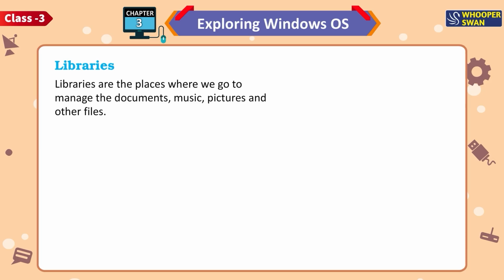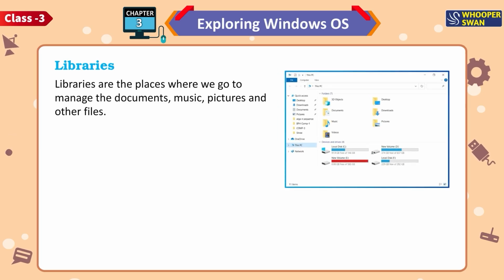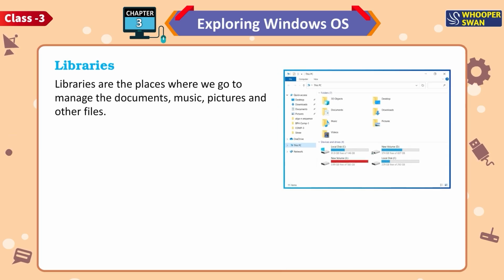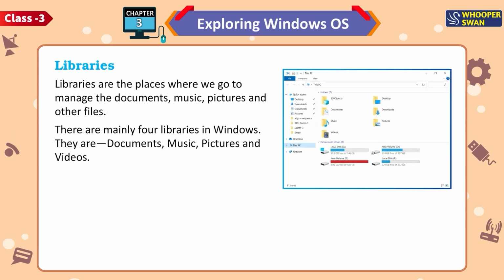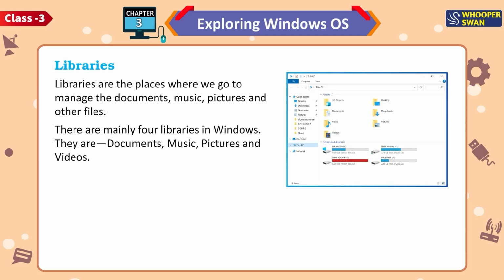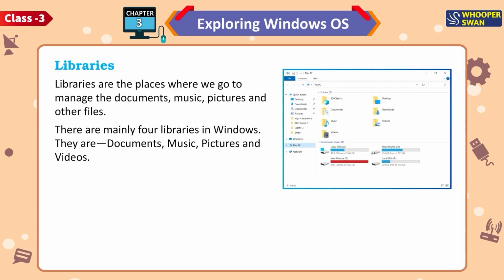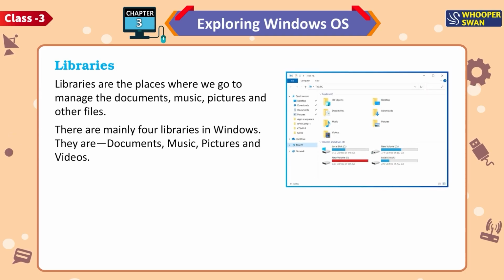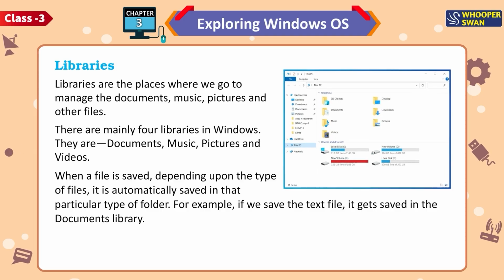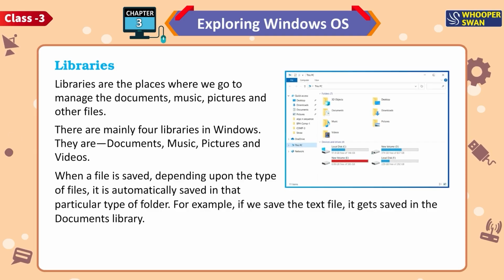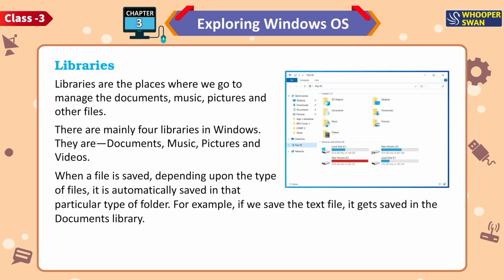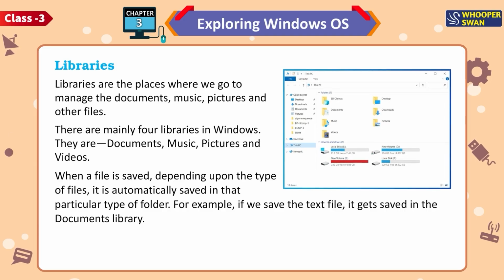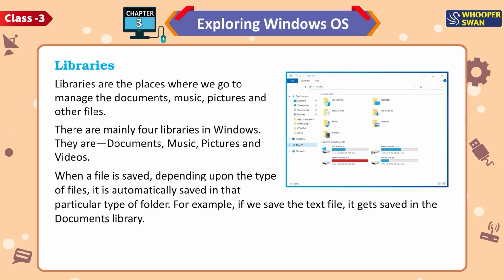Libraries. Libraries are the places where we go to manage the documents, music, pictures, and other files. There are mainly 4 libraries in Windows. They are Documents, Music, Pictures, and Videos. When a file is saved, depending upon the type of file, it is automatically saved in that particular type of folder. For example, if we save the text file, it gets saved in the Documents library.